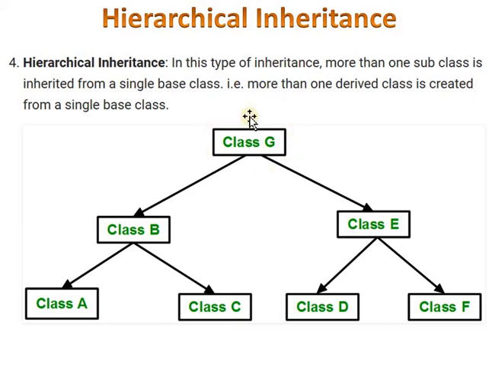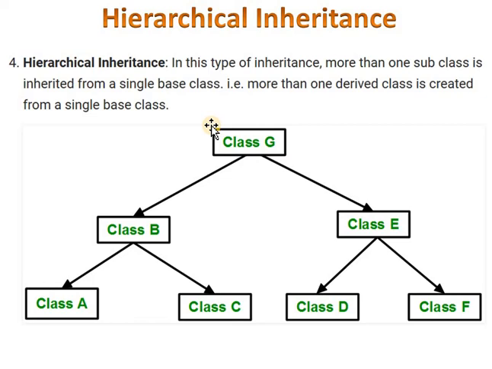Here, class G is a base class. Class G is a parent class, and that is derived into multiple subclasses. Here, class B, class E, class A, class C, class D, class F, all these classes are derived from a single base class, that is class G. So, we call this type of inheritance hierarchical inheritance.